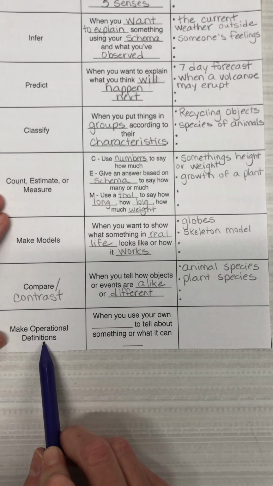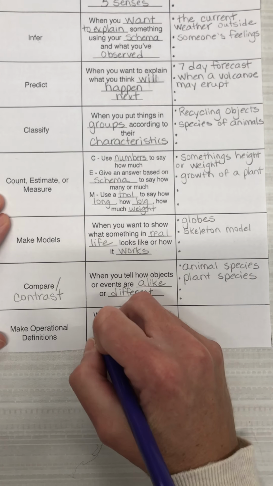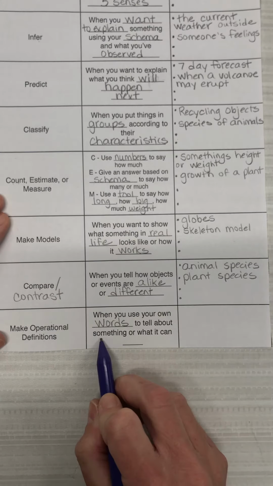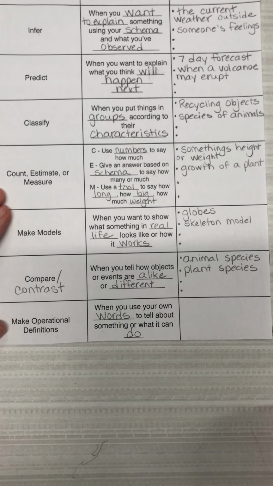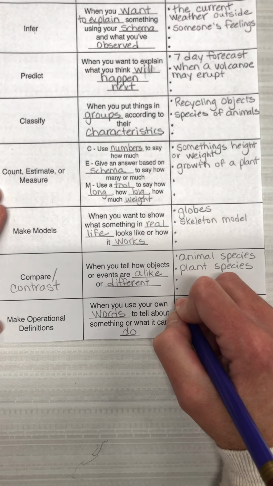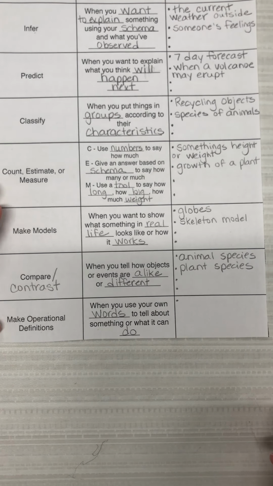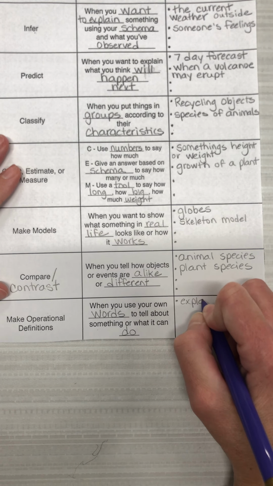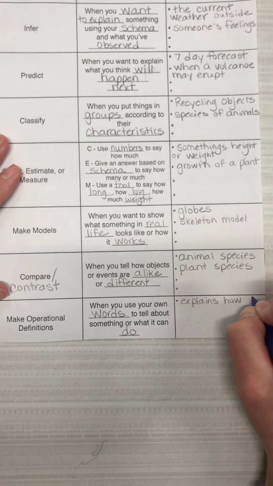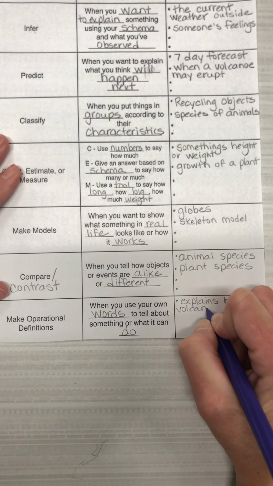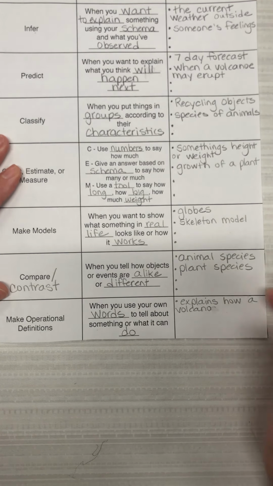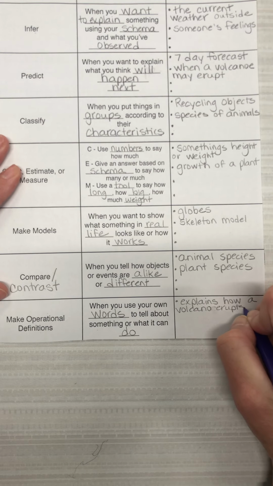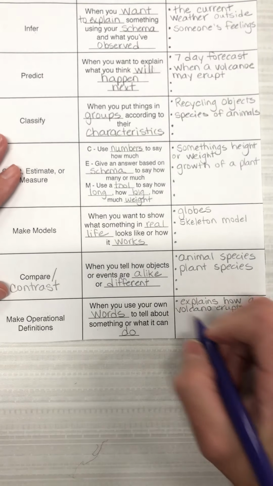And then making operational definitions are when you use your own words to tell about something or what it can do. So what is something about science that a scientist would need to use their own words to tell about something or what it can do? How about when a scientist explains how a volcano, is there an E on volcano? No. Erupts. So when they're explaining it in their own words, that would be an operational definition.